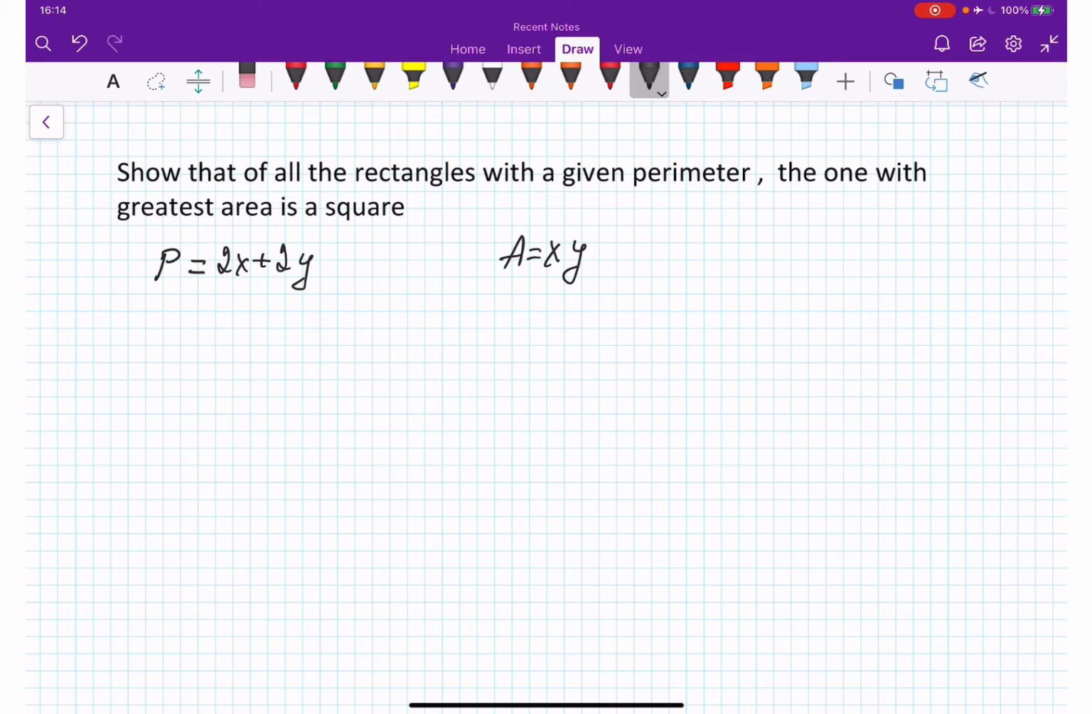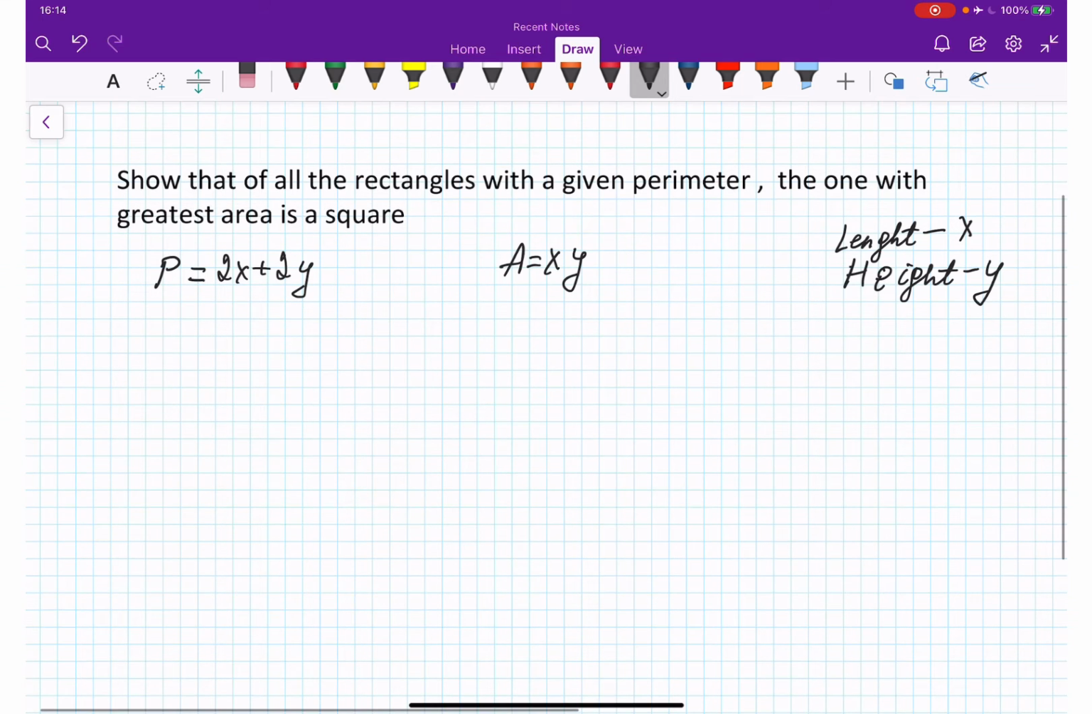So let me write down: length is x, height is y. Okay, so I'm going to express this area as a function of x. To do that, I have to replace y with an expression in x in the area. So first I need to find y from this perimeter.